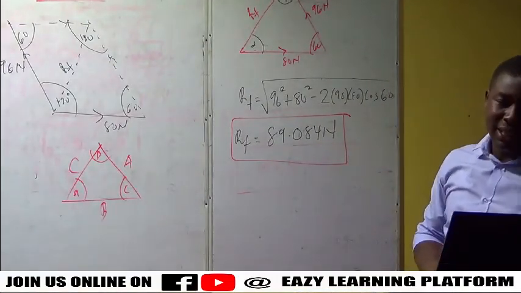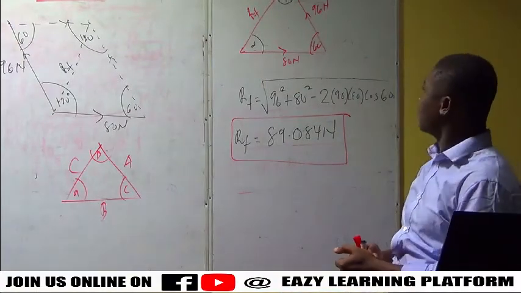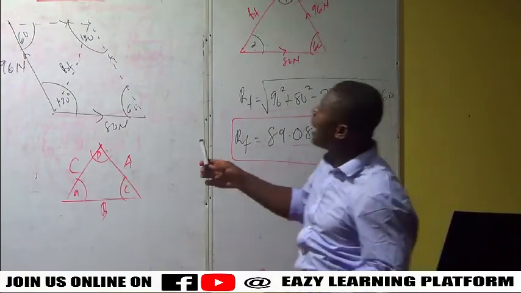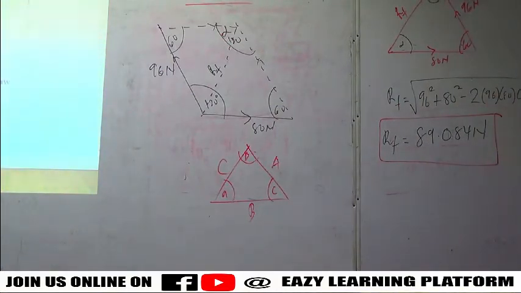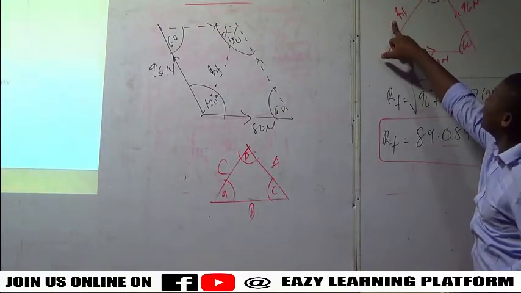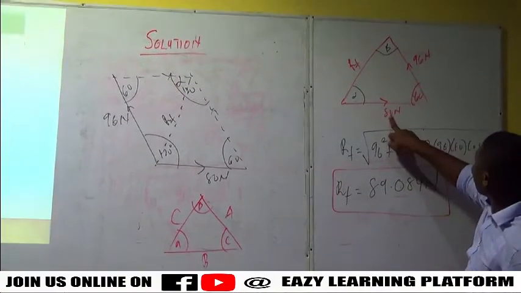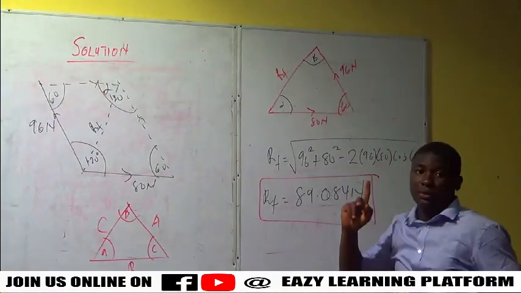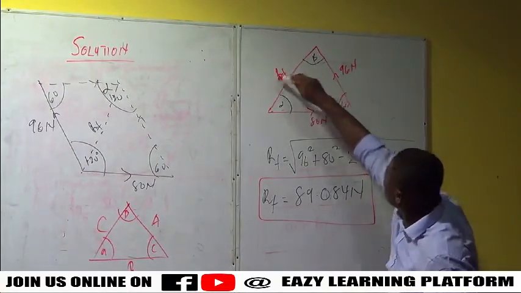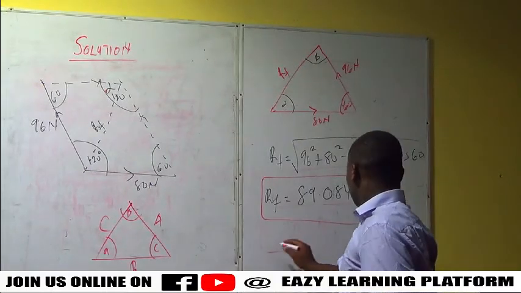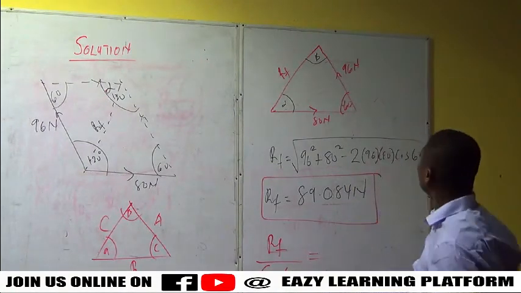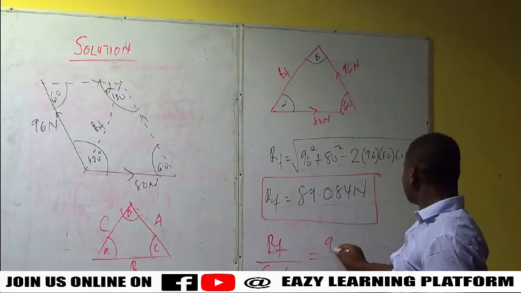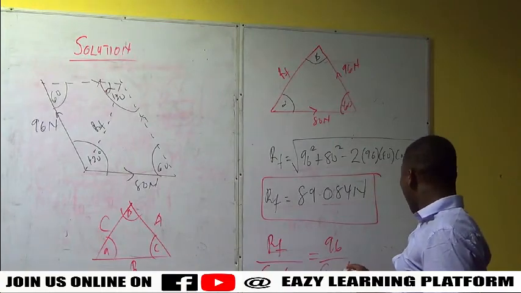Now, how do we find the angle with respect to the x-axis? With respect to the x-axis, we want to find the angle here, the alpha. Okay. So, we know this side. We know this side. We know this side. And we know only one angle, 60. So we're going to use this with respect to this, using the sine rule. So we have RF over sine 60 should be equal to 96 over sine alpha.